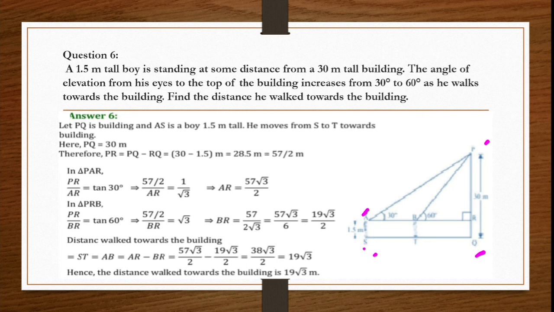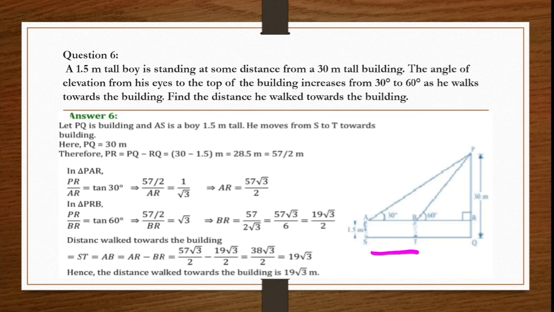When the boy is at this position, the angle of elevation at the point P is 30 degrees. Now the boy is walking towards the building, that means in this way. At this BT position, the angle of elevation changes and it becomes 60 degrees. Now the question is, find the distance he walked toward the building. That means you have to find this distance ST.